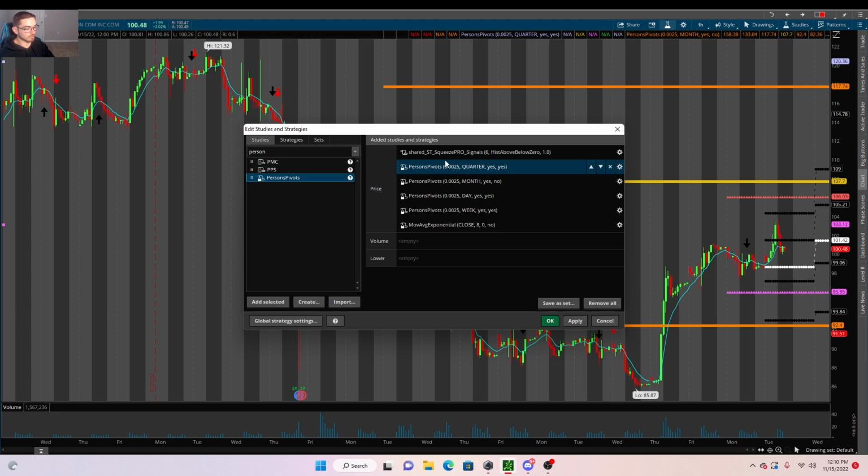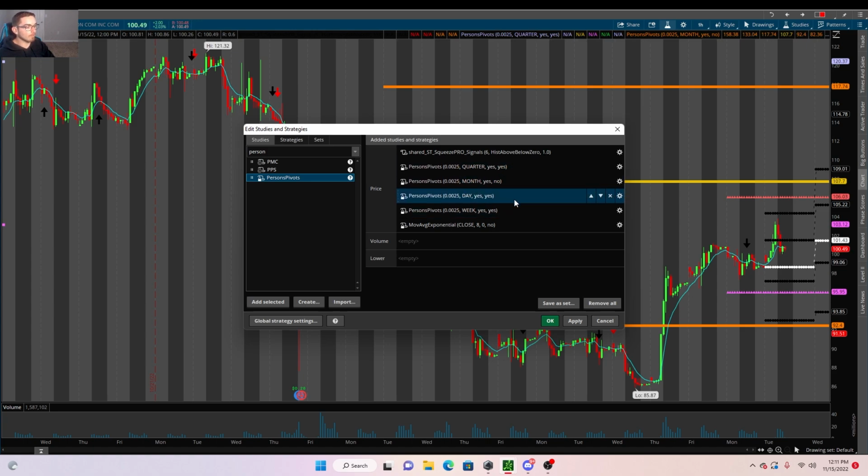All you got to do is click on it and add selected 4 times, and then you're going to get 4 different Person's Pivots. Now, when you actually set up these Person's Pivots, I've had people ask me questions about it because it's a little weird at first. The way that I set mine up is the day, week, month, and quarter. Some people like to use the option expiration. Personally, I like monthly more, but you could play around and see which one you like to use. But these are the 4 that I use.